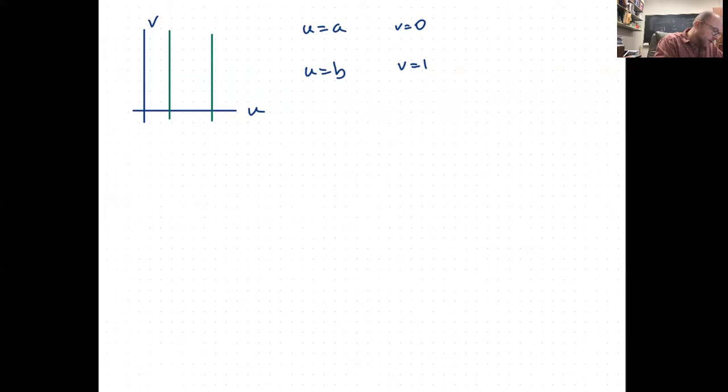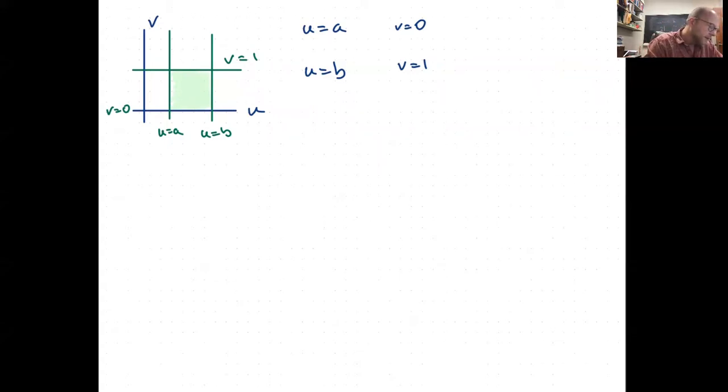All right, so one of those will be u equals A, and one of those will be u equals B. And then the v equals 0 there, and v equals 1 here. I don't really have any sort of notion about the distance between these, but I'll try to shade in my region there as best I can. All right, so that gets me my region.